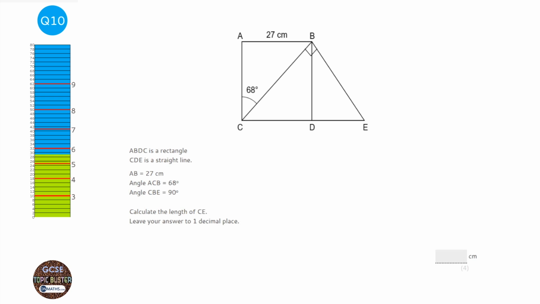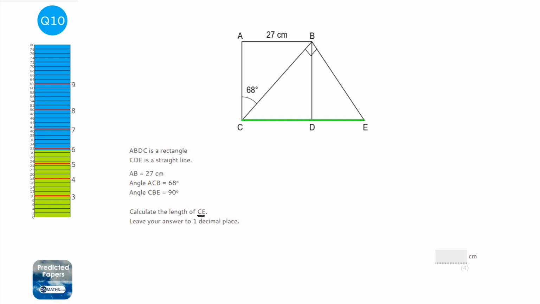Okay, so there's quite a few different ways you can do this question. I'm going to find out length CB, and then I'm going to, from that, find out length CE. So this question asks us for length CE. Now CE is the length that's shown at the bottom here. This is CE here. Okay, so that's the one we're trying to find.